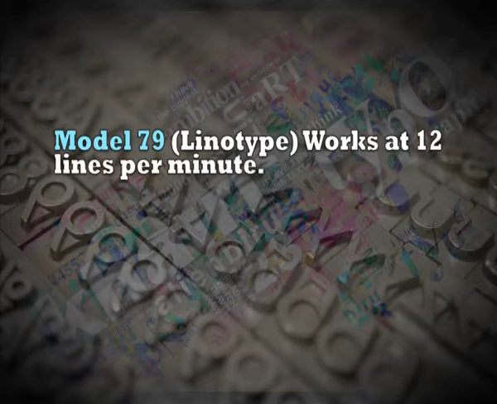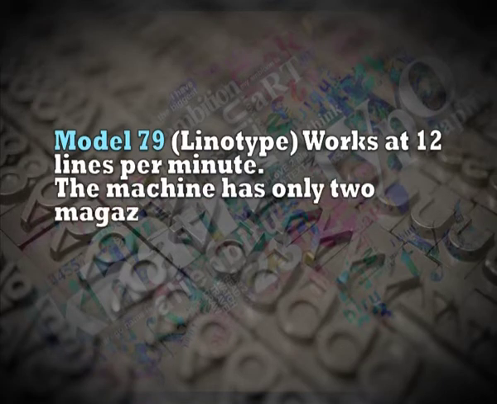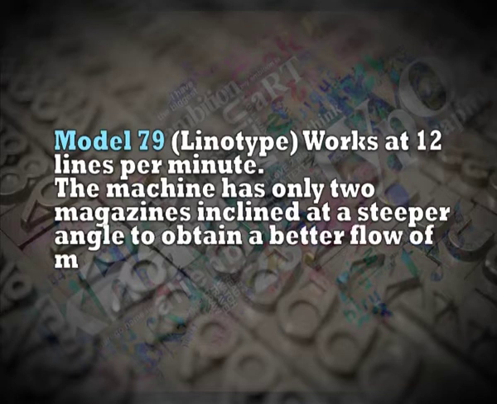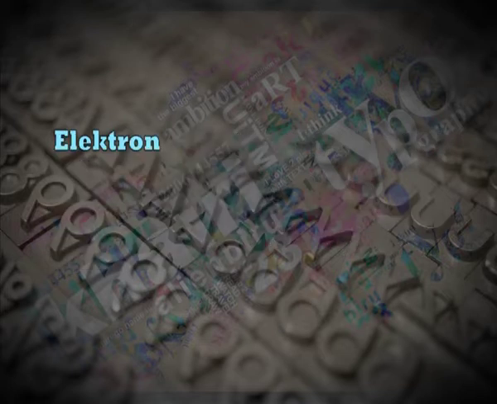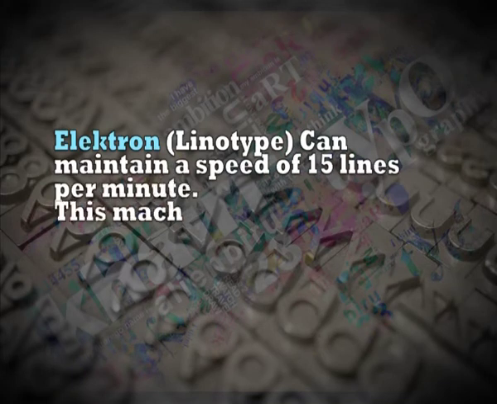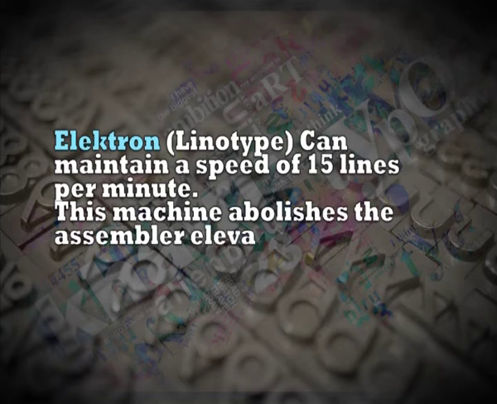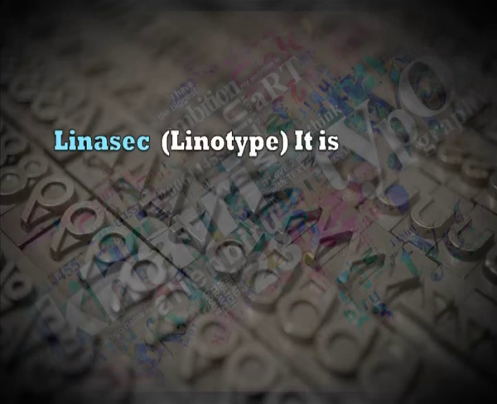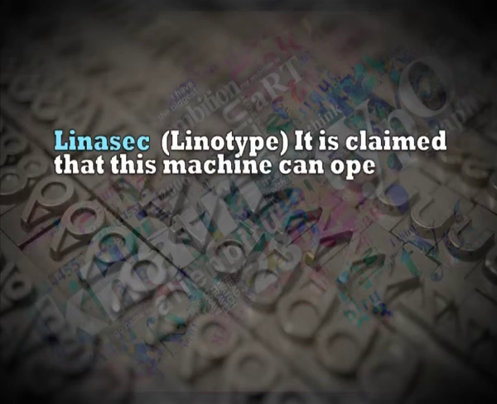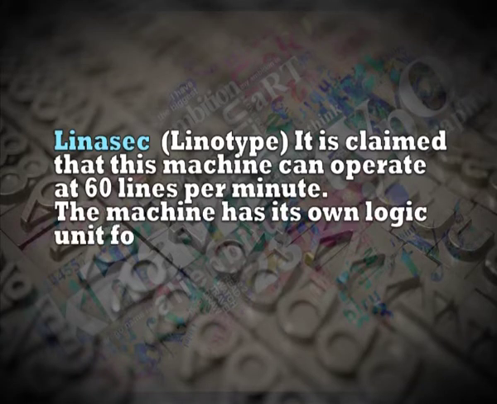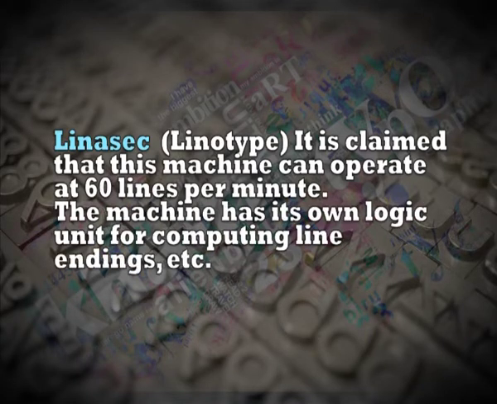Model 79, Linotype, works at 12 lines per minute. The machine has only two magazines inclined at a steeper angle to obtain a better flow of matrices. Electron, Linotype, can maintain a speed of 15 lines per minute. This machine abolishes the assembler elevator to increase speed. Linasec, Linotype, it is claimed that this machine can operate at 60 lines per minute. The machine has its own logic unit for computing line endings, etc.